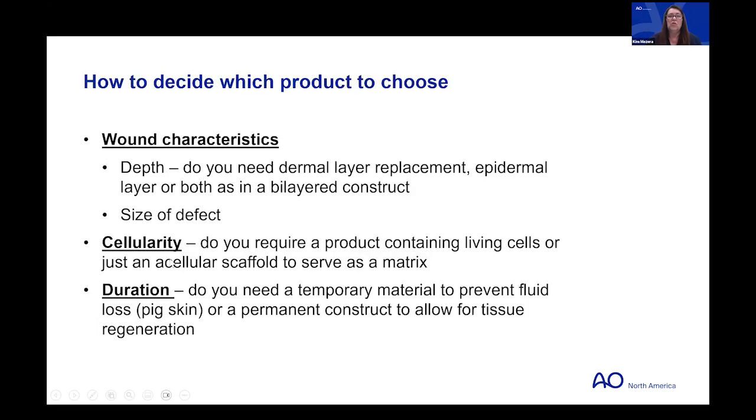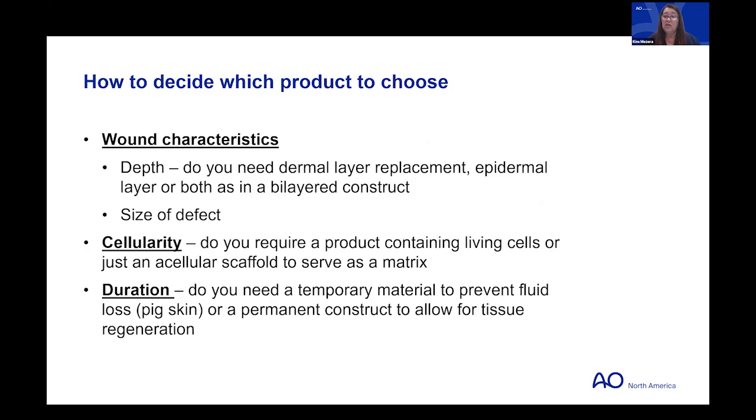So first, when you're looking at these products, how do you choose the product? What factors or features or variables do you need to consider? Well, the wound characteristics, of course. Depth of the wound is important. Do you need a dermal layer replacement or an epidermal layer, or do you need both as a bilayered construct?